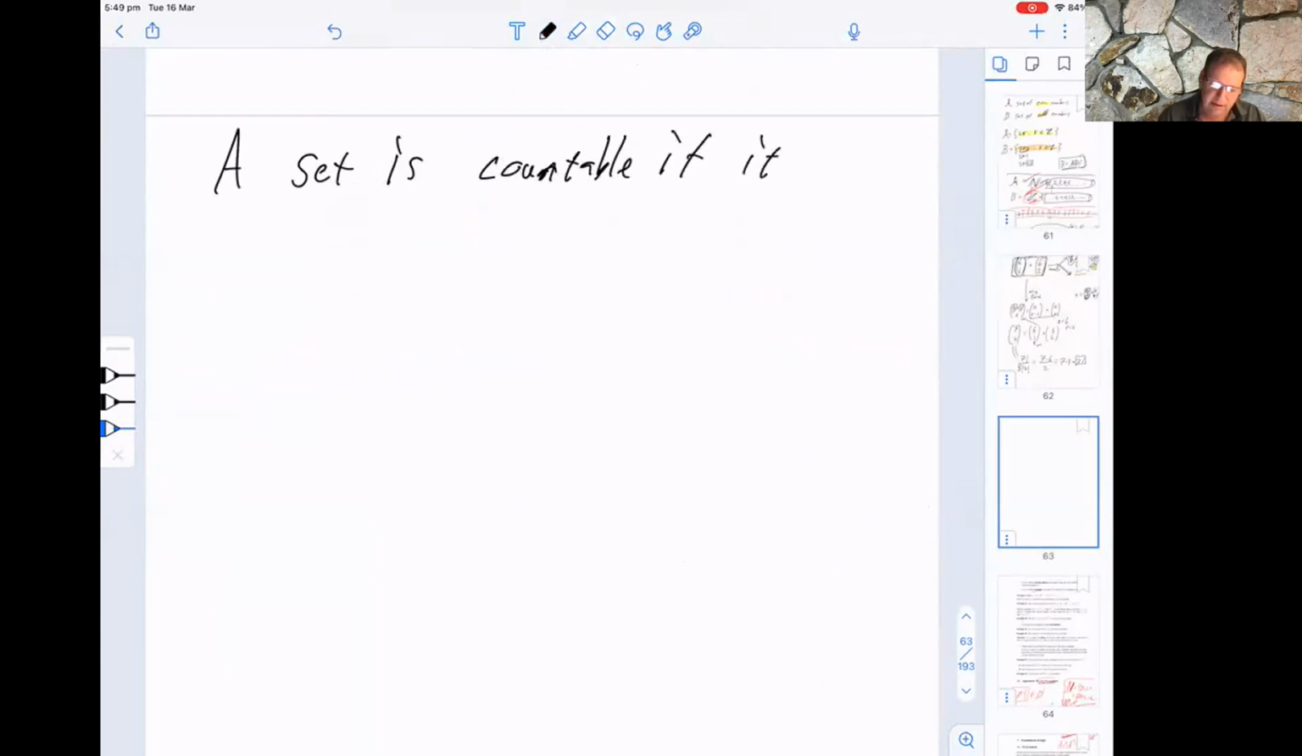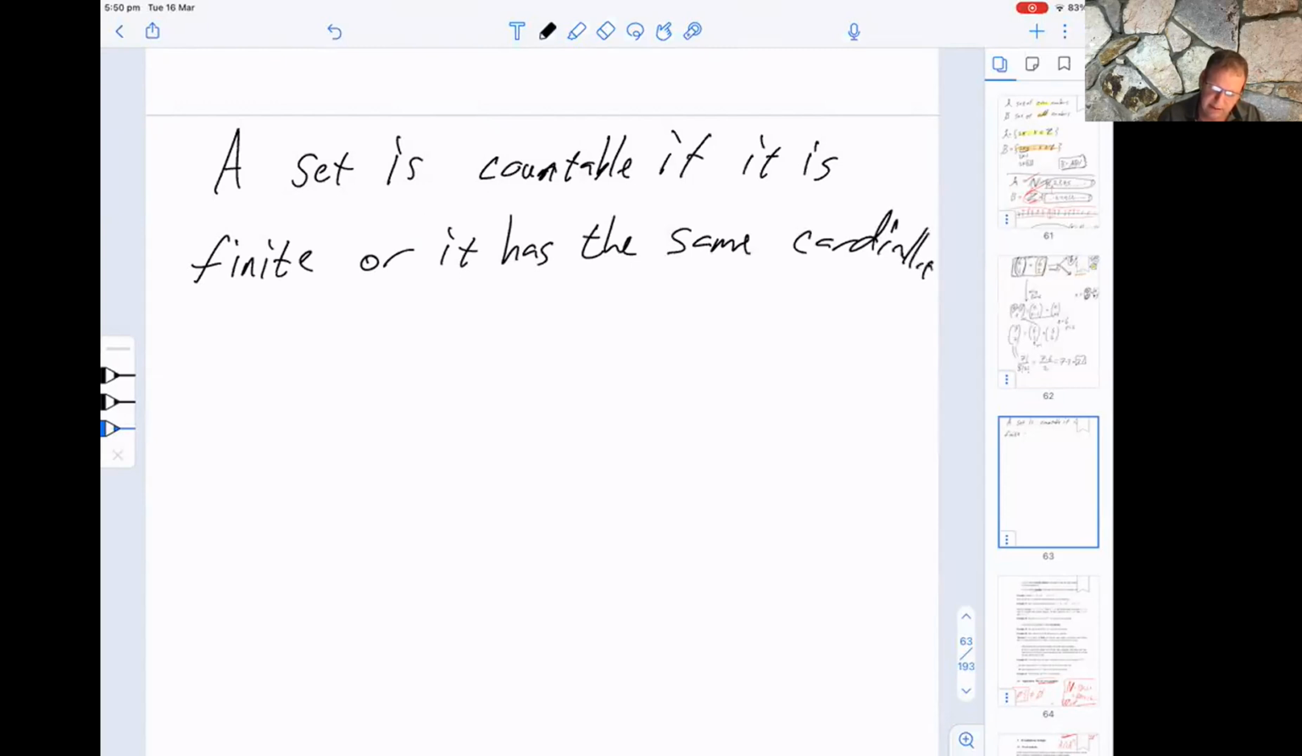A set is countable if it is finite and or it has the same cardinality as the natural numbers.